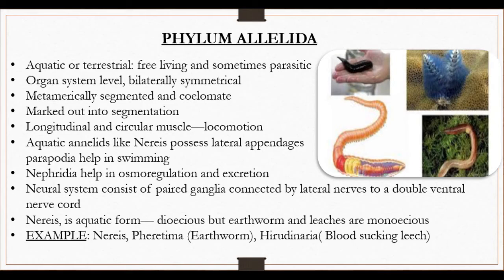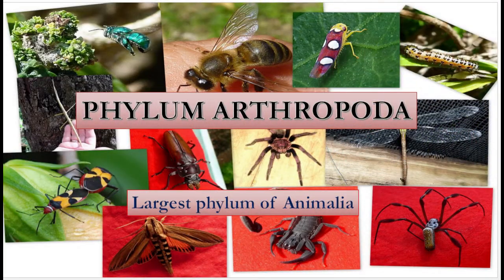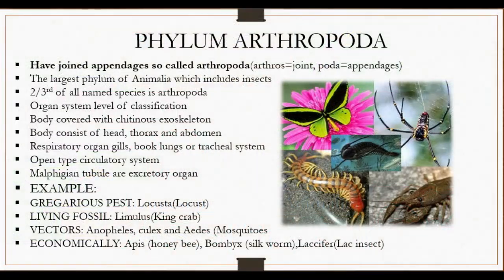The next one is phylum Arthropoda. This is the largest phylum in the kingdom Animalia. They have jointed appendages, so they are called Arthropoda, where arthros means joint and poda means appendages. The largest phylum in Animalia, which includes insects, two-thirds of the named species are arthropods.